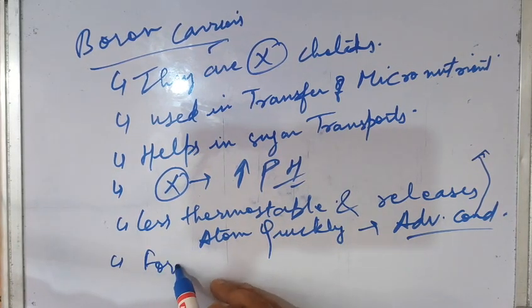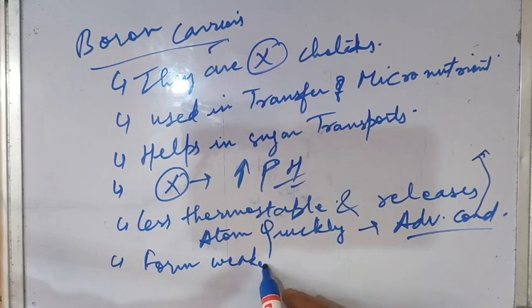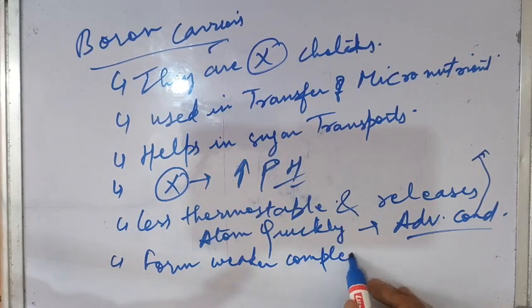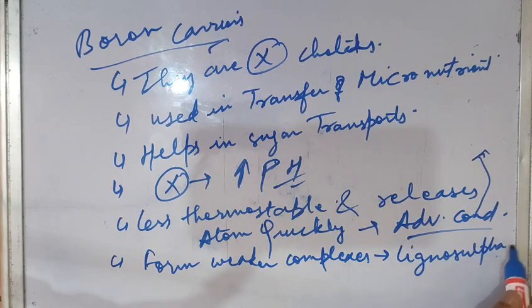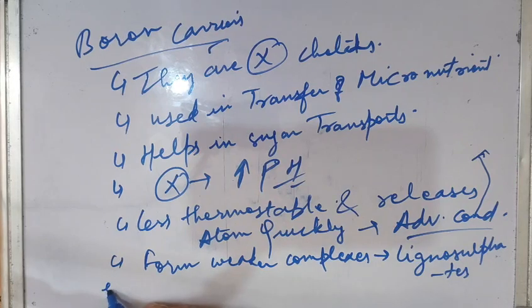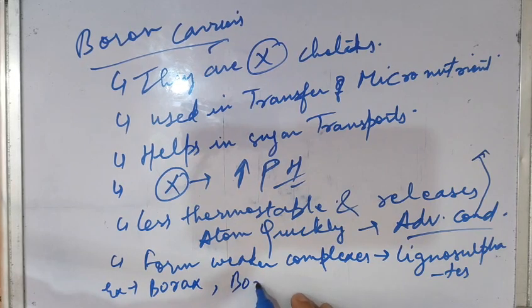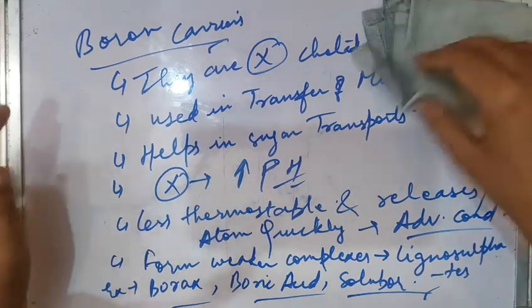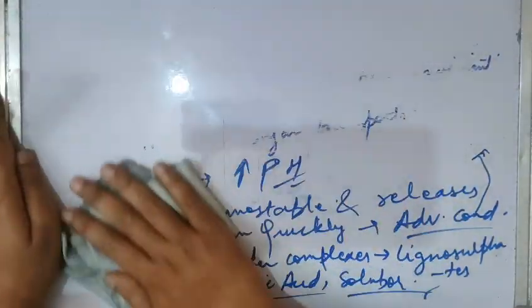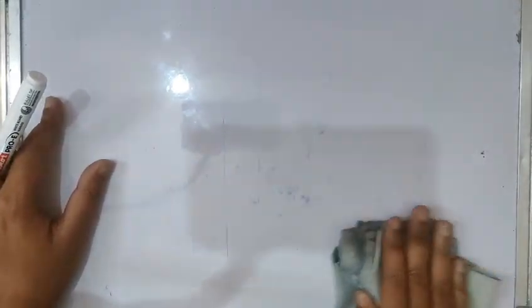They form weaker complexes with lignosulfates. Examples of boron carriers are borax, boric acid, solubor. Hope you all understand what boron carriers are. Keep making notes, it will be helpful. Now moving on to the next topic.